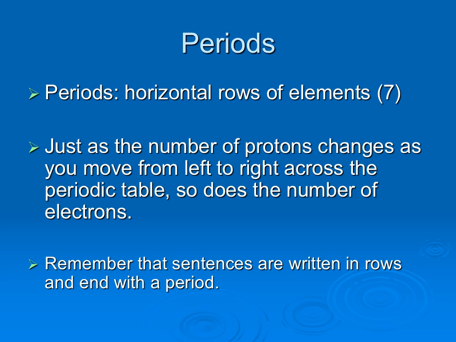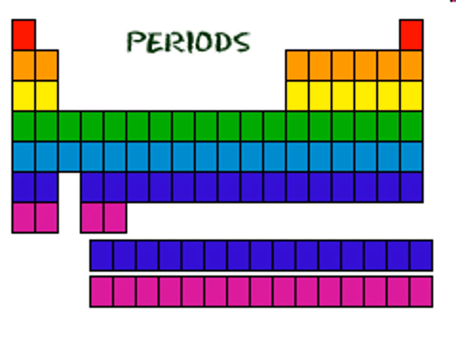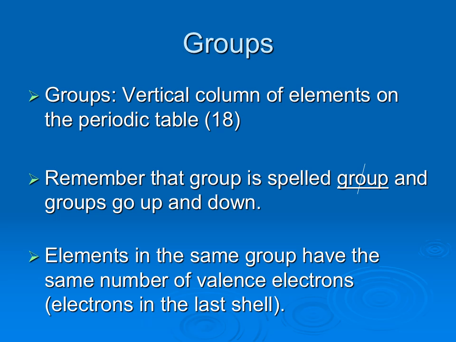Remember that when we write a sentence, we write it in a row. We write it horizontal with a period at the end. That's how you can remember periods go across. So the red goes across, the orange goes across, the yellow, the green, the light blue, the dark blue, the pink. Those are periods that go across.